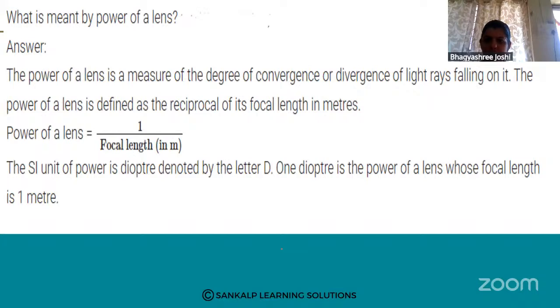What is meant by the power of a lens? The power of a lens is a measure of the degree of convergence or divergence of a light ray falling on it. The power of a lens is defined as the reciprocal of its focal length in meter. So power of a lens is the degree of convergence or divergence. So power of lens P is equal to 1 divided by f, where f is the focal length in meter. The SI unit of power is diopter, that is denoted by D. 1 diopter is the power of a lens whose focal length is 1 meter. Right?